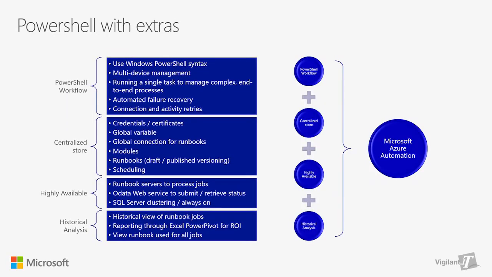You can now use PowerShell for your automation like you were already doing on premises. But in addition, you now get all those added benefits such as centralized secure store, reliability, scalability, and historical analysis, where you can view things like job results, code history, and you can also create what we call webhooks, which effectively transform your PowerShell runbooks into web services.